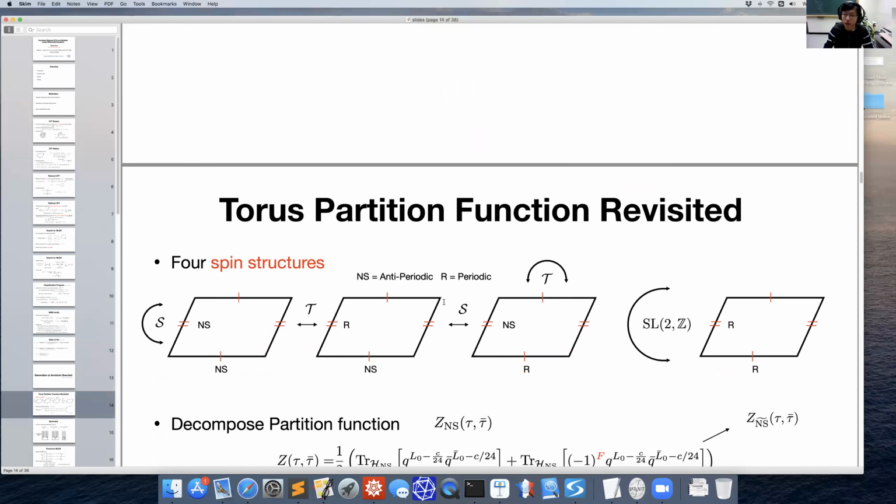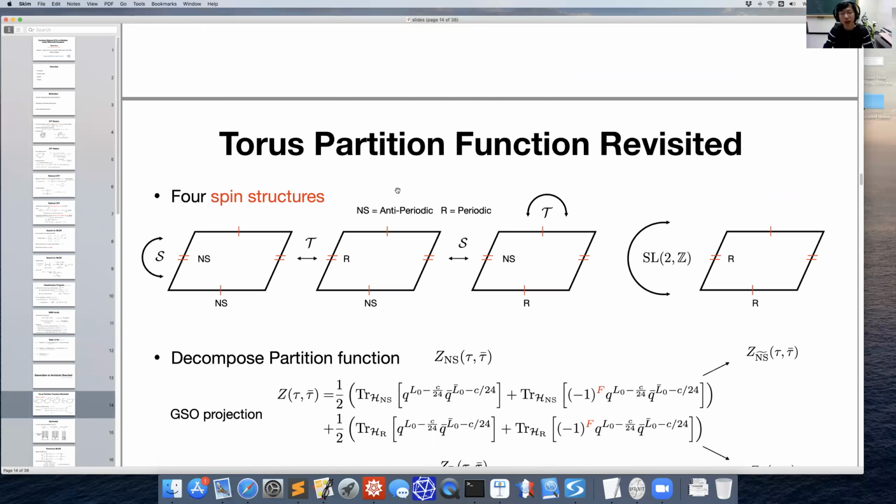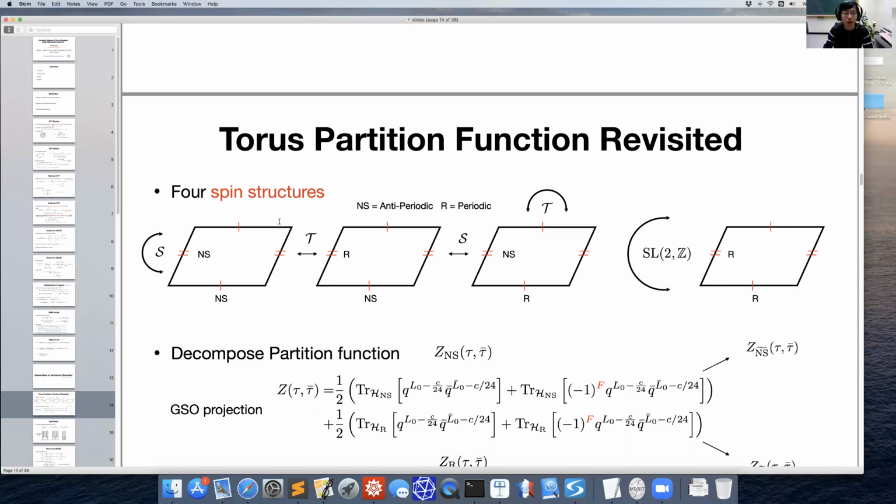Okay, so first we need to understand what happens if we have fermions. We all know that if the system has fermions, then we should specify spin structures. So the manifold should be spin, and we should specify the spin structure for a given fermion. And for a torus, the spin structure means that we specify the periodicity condition of the 2 non-contractible cycles.